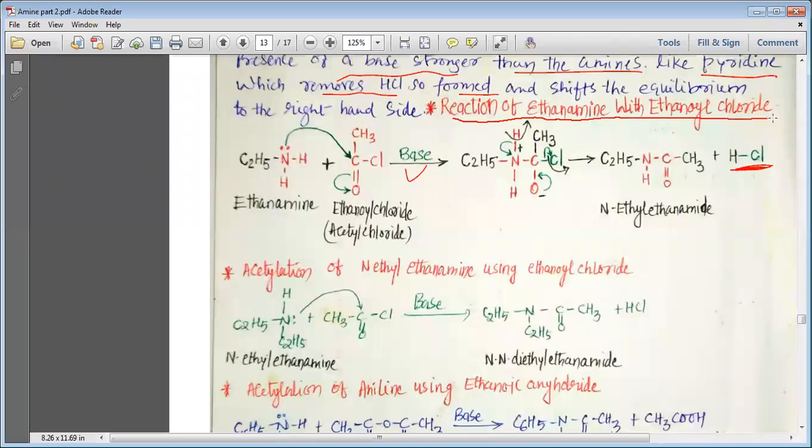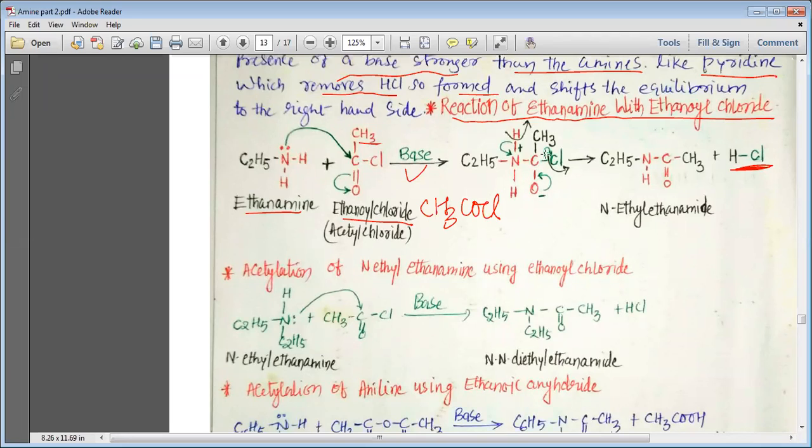Reaction of ethanamine with ethanoyl chloride. So here you have the ethanamine. This attacks the ethanoyl chloride. What is ethanoyl chloride? It is actually CH3COCl. So this is CH3, this is CO and Cl. There is an attack of the electron pair of nitrogen on the carbonyl carbon. So the electrons from the double bond go onto oxygen, and thus there is a bond formed between the nitrogen and the carbon of the acyl chloride.